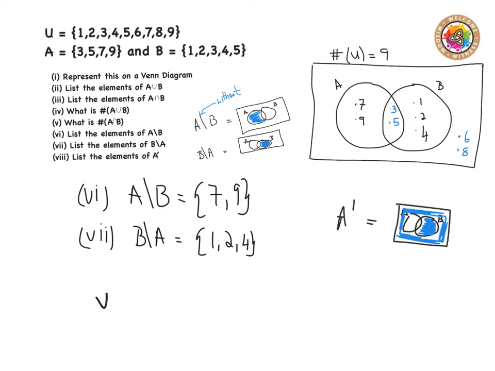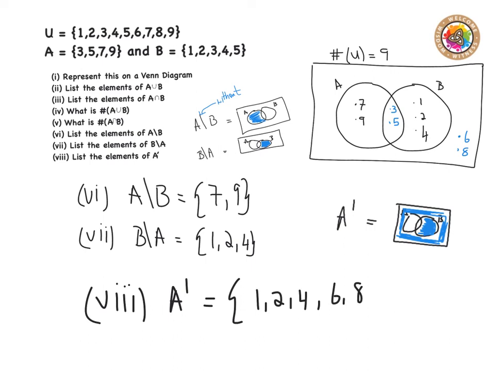So here we have the last part, part 8, and it asks us to list the elements of A complement. So here we have, well, I have 1, 2, 4. I also have, what's in outer space there? 6 and 8. 5 elements. So these bits here aren't in A, and these bits out here.